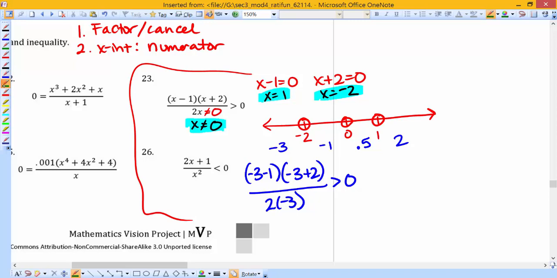Let me change colors really quick. This is negative 4. This is negative 1. This is negative 6. So negative 4 times negative 1, all over negative 6. Is this greater than 0? No, it's not. It is positive 4 over negative 6. That is not greater than 0. So that spot does not work. Now you move to the next one, the next one, and the next one. You do need to make sure you test all sections.